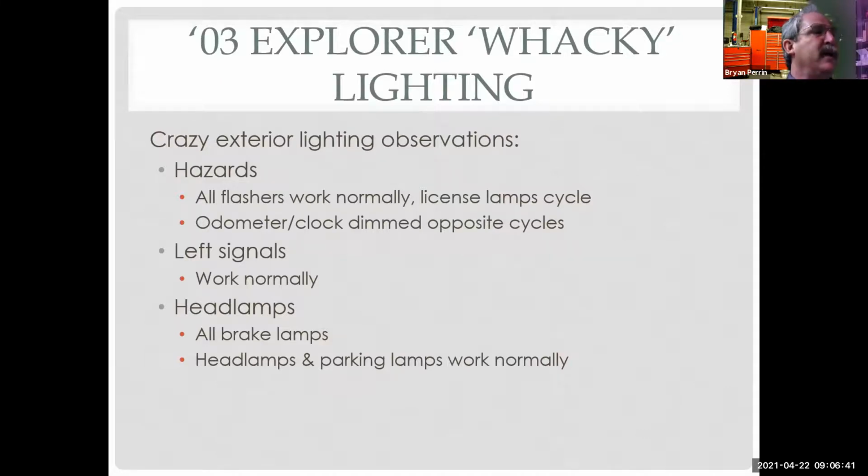When I turn on my headlamps, all my brake lights come on, but my headlights and park lamps work normally. So obviously we have something shorted here, right? And if I'm looking at definitions, I have 4 possibilities. I can have an open circuit, a high resistance in a circuit, a short to power, or a short to ground. Well, it can't be high resistance, and it can't be an open. That leaves us with what? Short to power or short to ground.